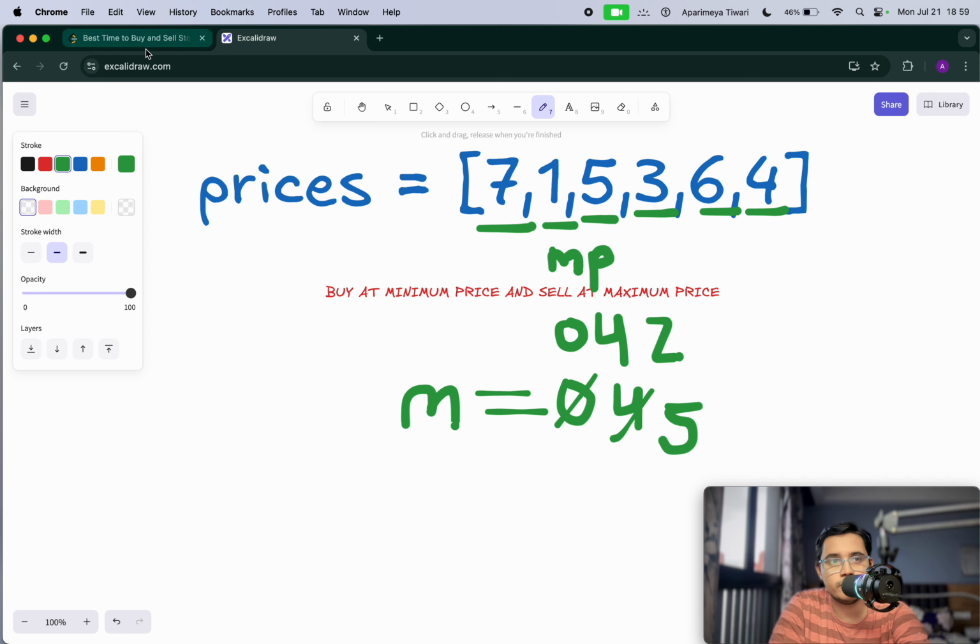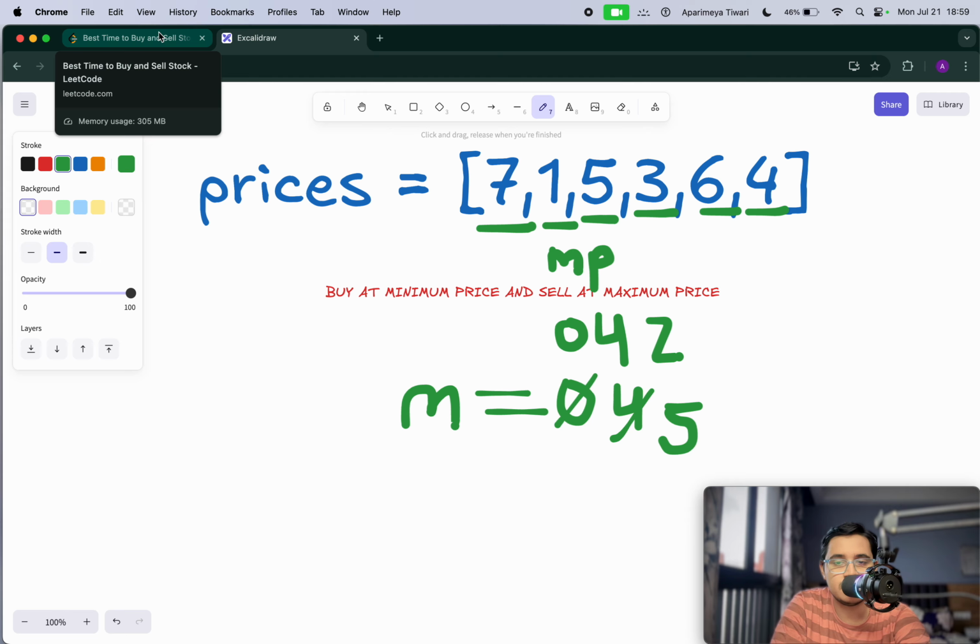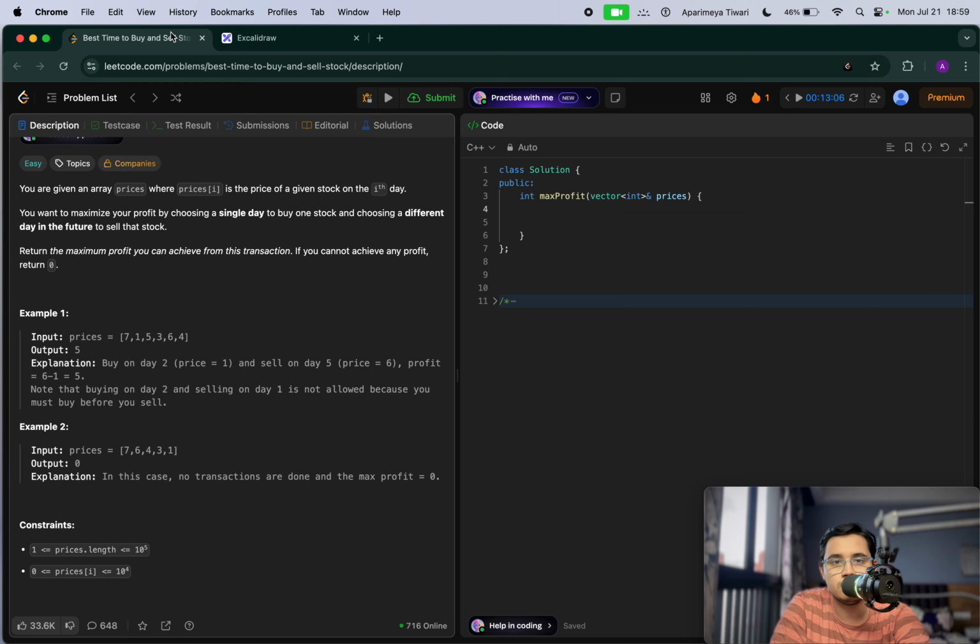So now let's try to code it up. Hopefully you understood the logic behind this, and if you didn't, you can feel free to drop down a comment, and I'll try to explain it in better terms. So now let's try to code it up and actually get a clearer understanding of what we're going to do.